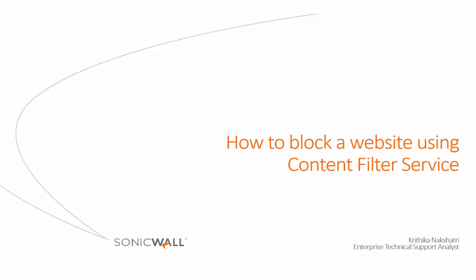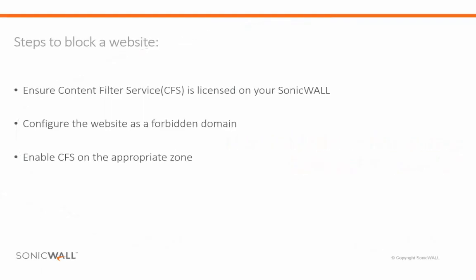Today, we will see how to block a website using content filter. To block a website using content filter, you need to first ensure that content filter service is licensed on your Sonicwall. Content filter service is commonly known as CFS. Configure the site that you need to block as a forbidden domain. And then enable CFS on the appropriate zone.